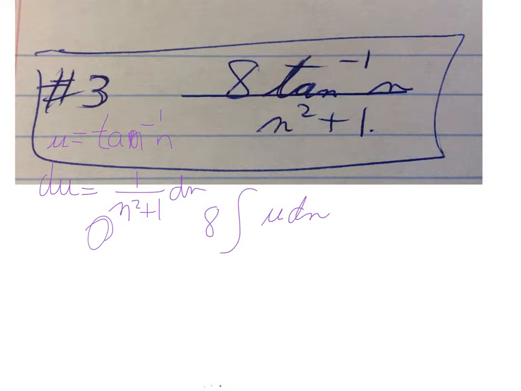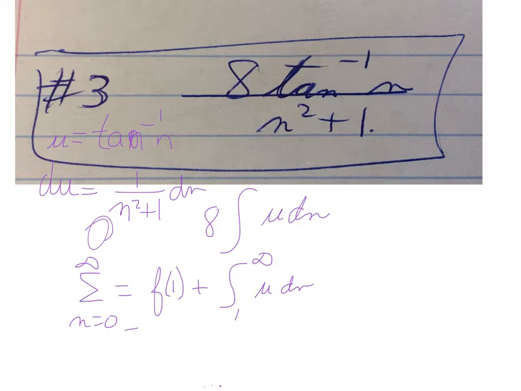So when we're doing the integral test, remember that we're saying that the sum of the series from n equals 0 to infinity is f at 1 plus the integral from 1 to infinity of the series, right? And so we could write it like that. So f of 1 for this function, if we get 1 for arctan, then that's pi over 4, right? So I would have 8 times pi over 4 over 2.